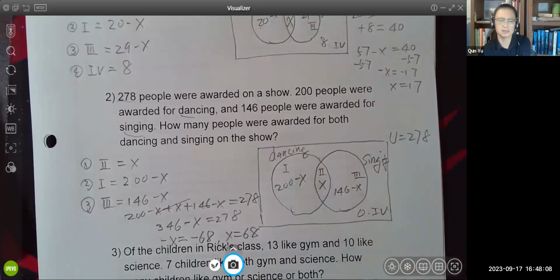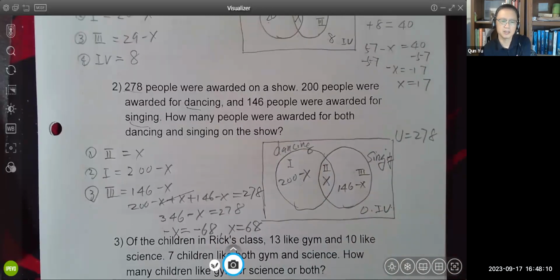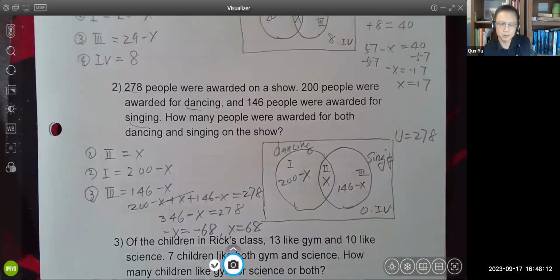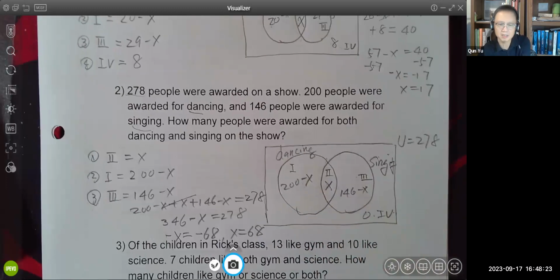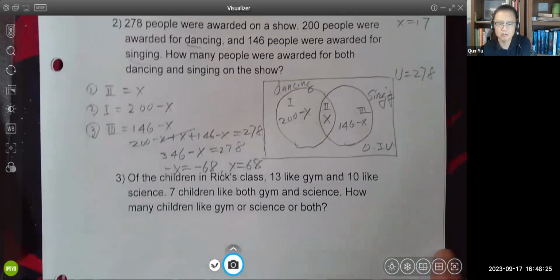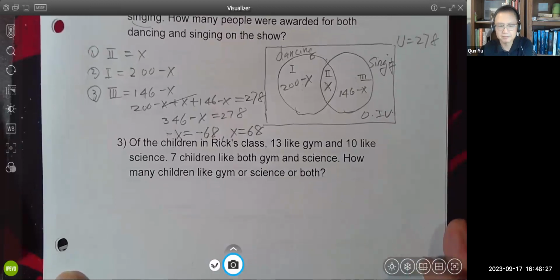So we answer this one also. I hope through these 2 examples, you can see some similarities between the 2, right? There's no really fundamental difference. You just set up this basic structure and fill in the data, set up the equation, and solve the equation. Now move on to our next one.